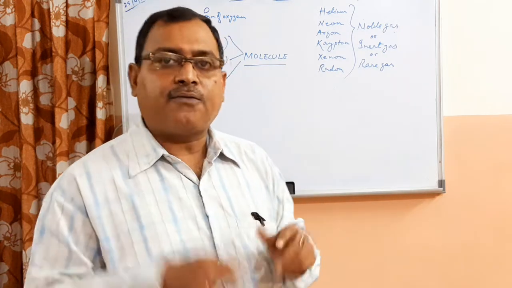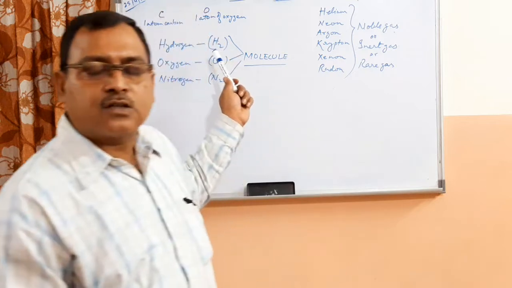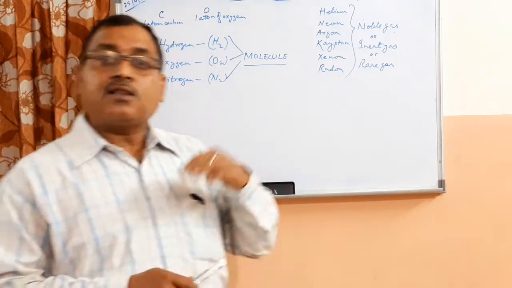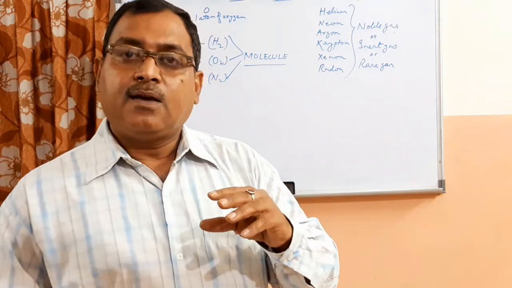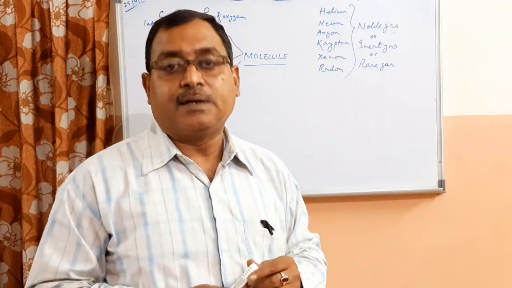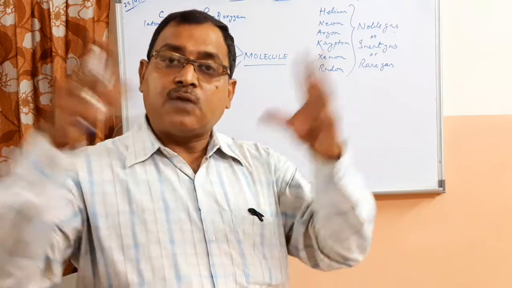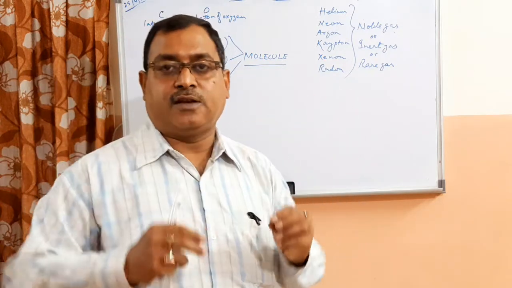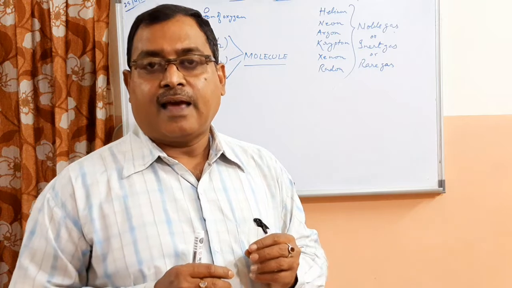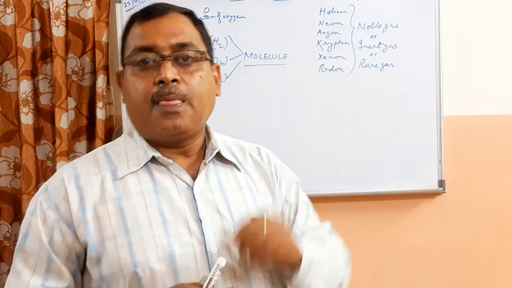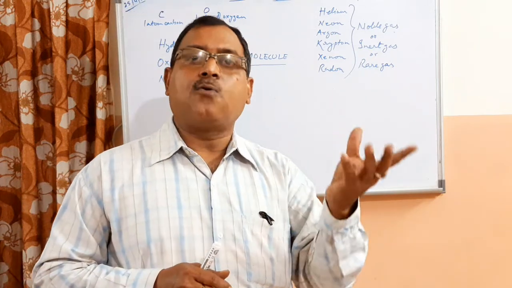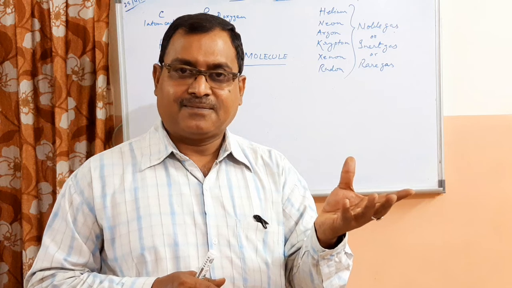So in this way, molecules may be made up of the same element, as you can see in case of hydrogen, oxygen, nitrogen, or it can be formed of 2 different elements. Now whenever 2 different elements combine with each other and form a molecule, then that will be called a compound. Clear?